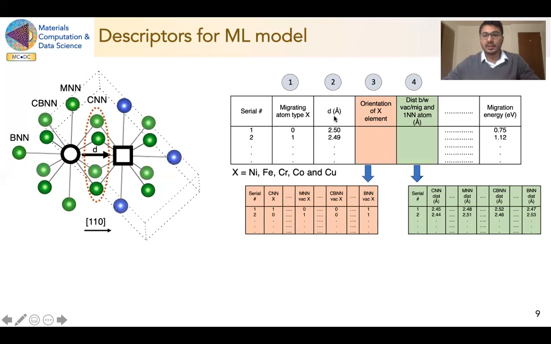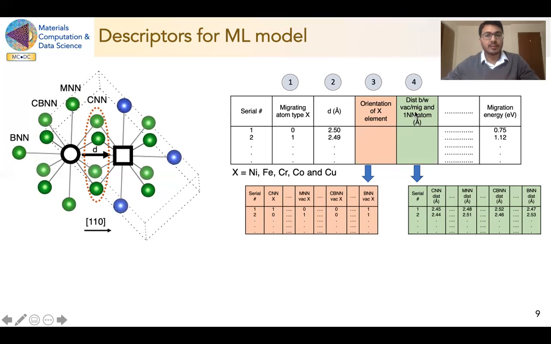Now, this is the representation of our spreadsheet used for the migration energy model, and we are using four types of descriptors. The first type of descriptor is the type of the migrating atom. This atom can be nickel or any other element. The second type of descriptor is the distance covered by the migrating atom to jump to the vacancy site. And then we have the orientation of X element, which means, for example, which element or atom is sitting on the BNN position. Similarly, we are recording this information for all the nearest neighbors, which you can see in this extension.